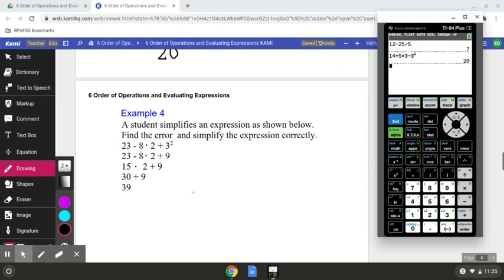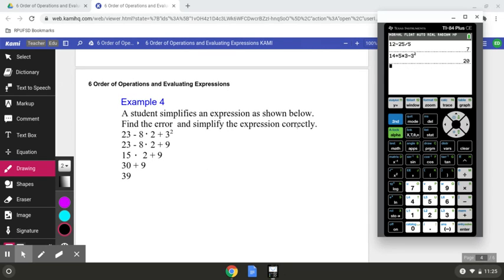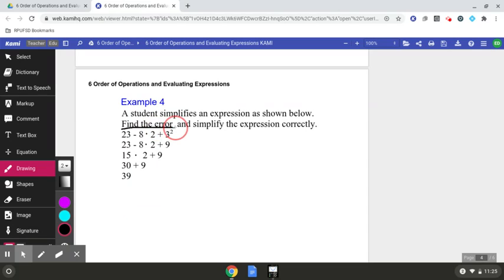Okay, so number 4 says the student simplifies an expression as shown below. So they do all the work. It first says to find the error. So they didn't do something right, that's saying. And then it says to simplify the expression correctly. So now they want you to do it yourself. So when I have questions like this, what I like to do is redo them and then compare the work.